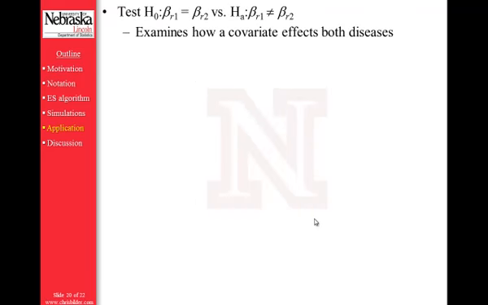Now, one could also do some other kind of testing with this particular model. In particular, what you could do is examine the regression parameters across the different diseases for the exact same covariates. That's why I have a subscript R there to indicate same covariate, but just different diseases. And what this is going to allow you to do is examine how a covariate affects both diseases. Is the effect similar or is it different?